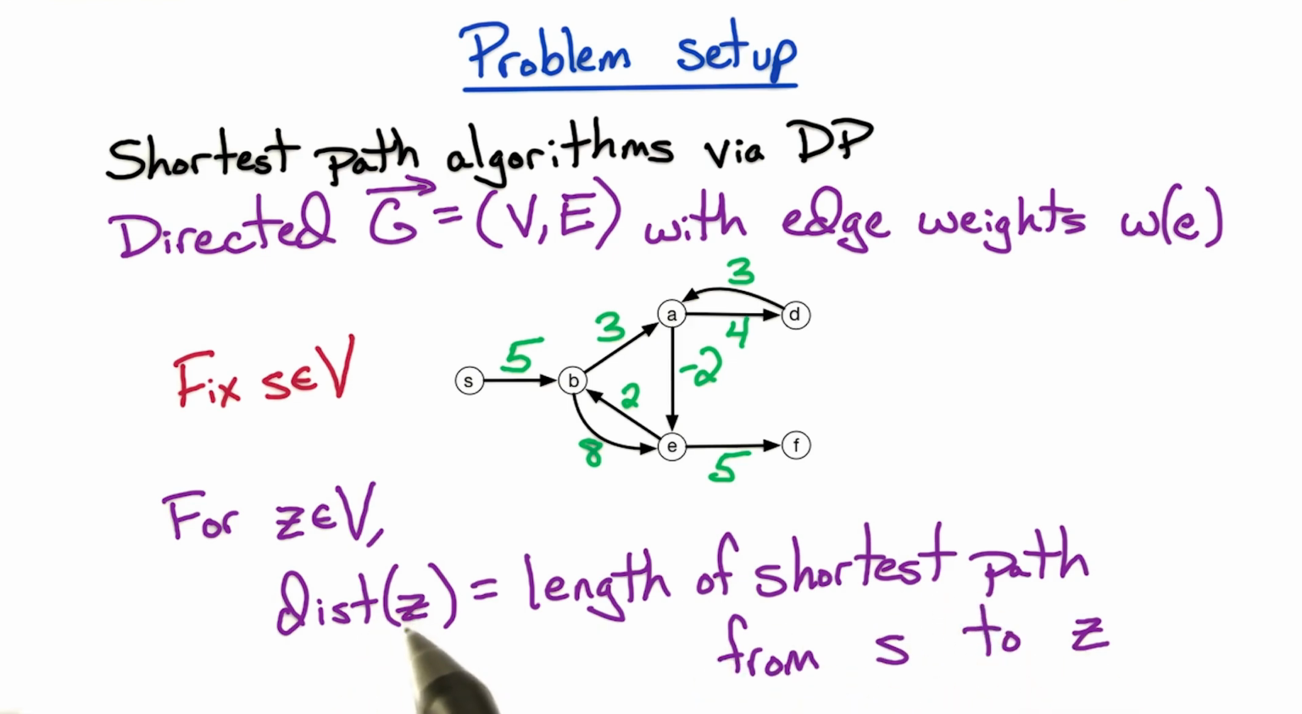Now dist of Z is defined for every vertex in the graph. So it's an array of length n. Our goal is to compute this array, to compute the distance of Z for every vertex Z. So we want to output this array of length n.